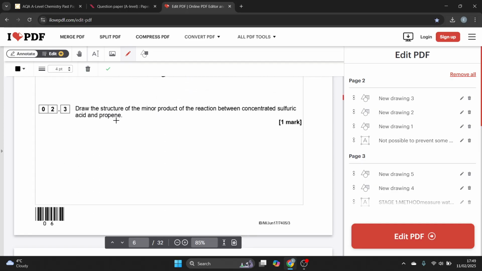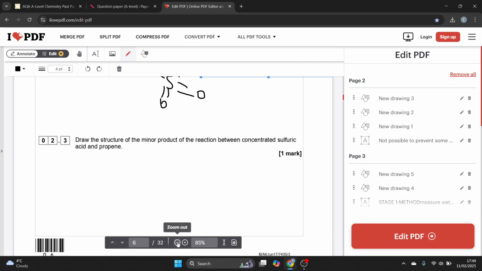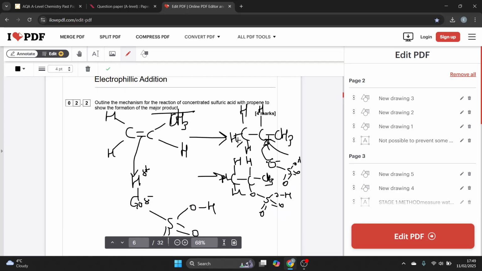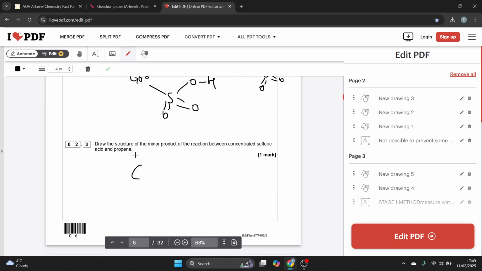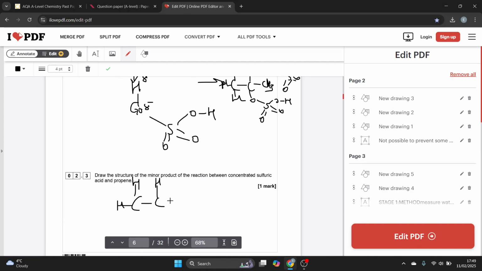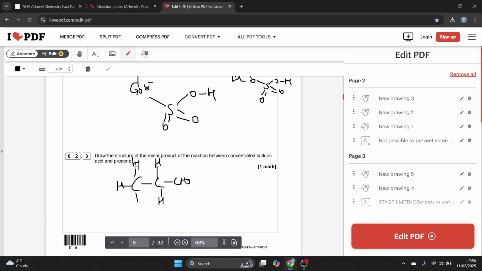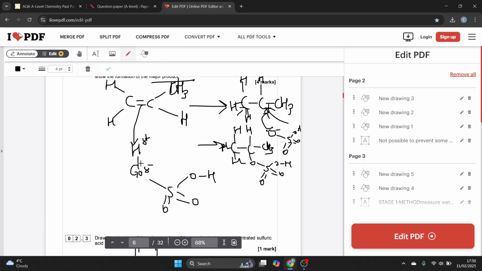And then it asks for the minor product. That's going to be a very nice one mark, because the minor product is going to be when it's attached to this carbon instead. So it's just going to be this. First I draw it out like that. The methyl group is here. And instead of the carbocation being on the second carbon, it's going to be here. But obviously it just wants the structure, so I don't need to go through all of that.